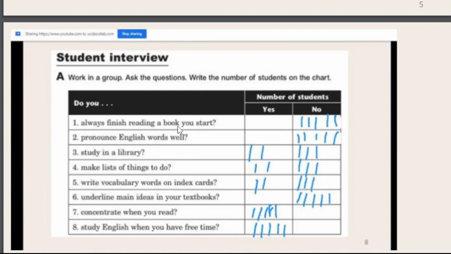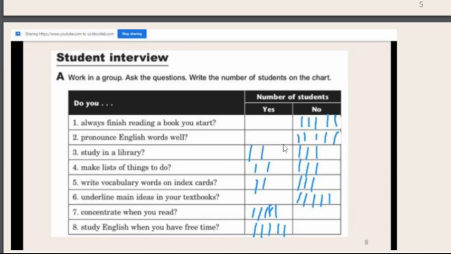This is an example from one of my classes. Student interview A. This is the interview that they participated in. So for number 1, do you always finish reading a book you start? 0 said yes, 5 said no. Number 2, do you pronounce English words well? 5 said no, 0 said yes.